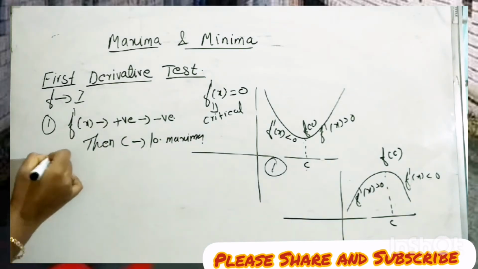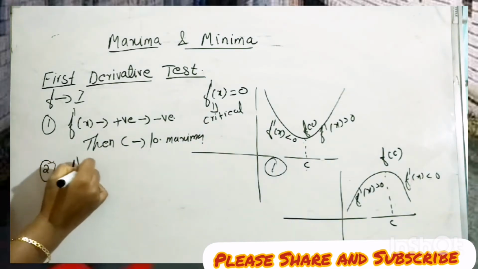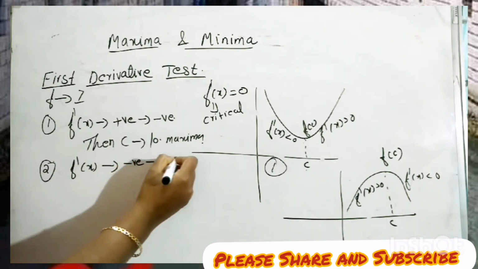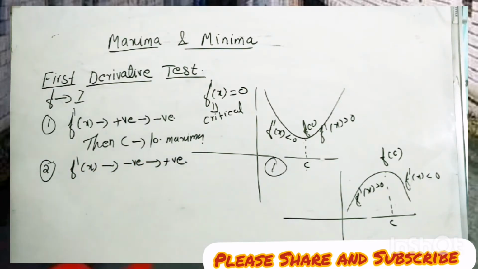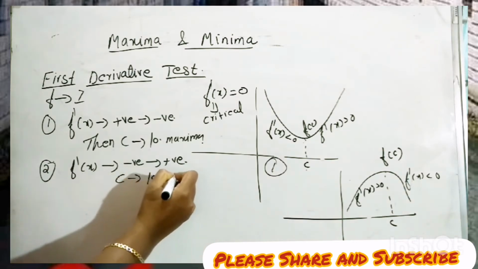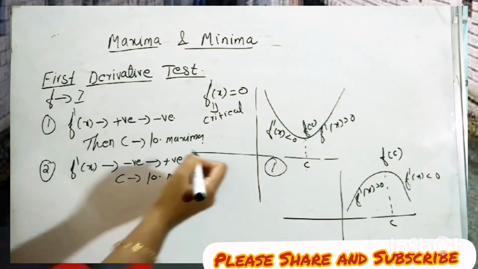Now the second point: if f dash of x changes sign from negative to positive as x increases through c, then c is a point of local minima.